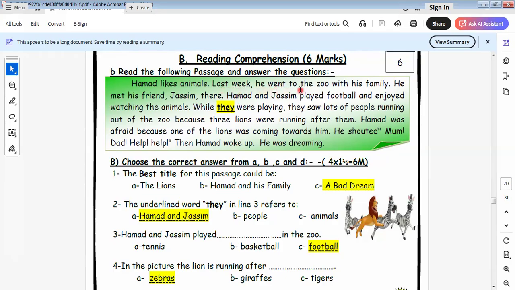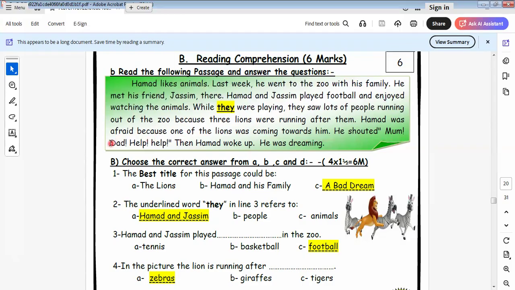Last week, he went to the zoo with his family. He met his friend Jasim there. Hamad and Jasim played football and enjoyed watching the animals. While they were playing, they saw lots of people running out of the zoo because the lions were running after them. It's funny. So strange. Hamad was afraid because one of the lions was coming towards him.